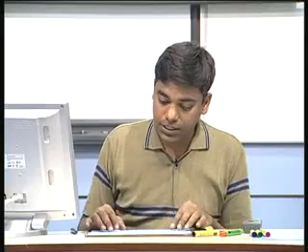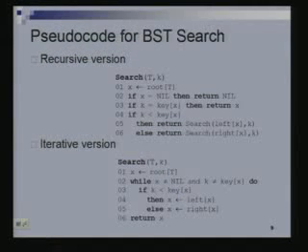How much time does search take? Let's look at the iterative version of the search. Each time we went through this while loop, which is right here, we came down one level in the tree. We went from a node to one of its child nodes, either the left child or the right child of that node.